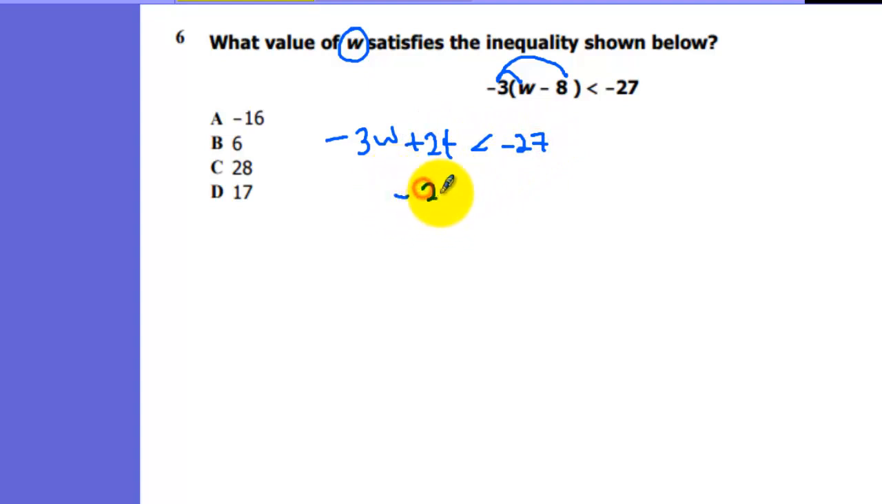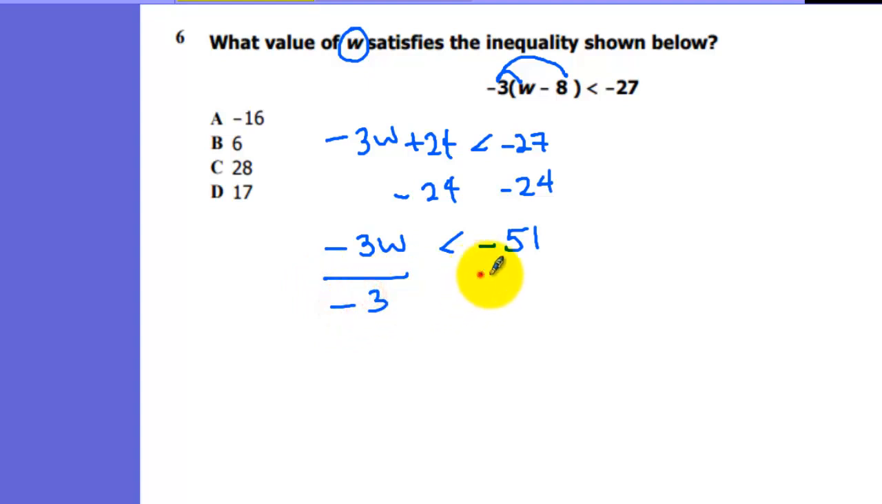Subtract 24 from both sides. Bring down negative 3w, less than, this is just negative 51. And then divide both sides by negative 3. Since we divided by a negative, we are going to flip our inequality. Now negative over negative is positive. Now 51 divided by 3 is equal to 17.